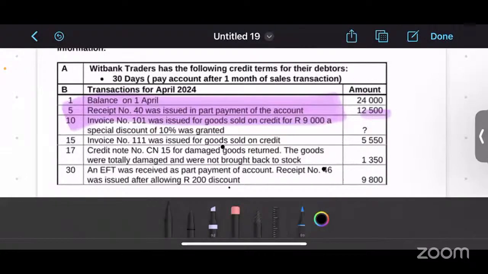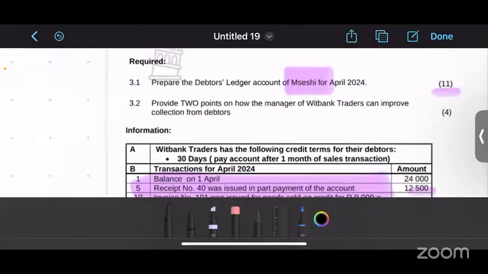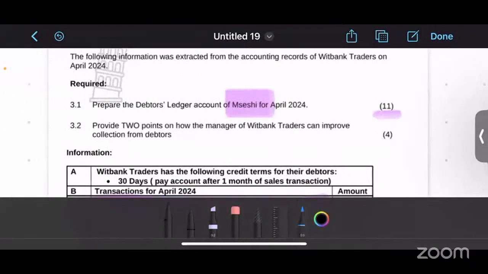And let's see what is the next question here. They say provide 2 points on how the manager of wheat bank traders can improve collections from debtors. How do you think the managers of wheat bank can improve the debtors' collection?